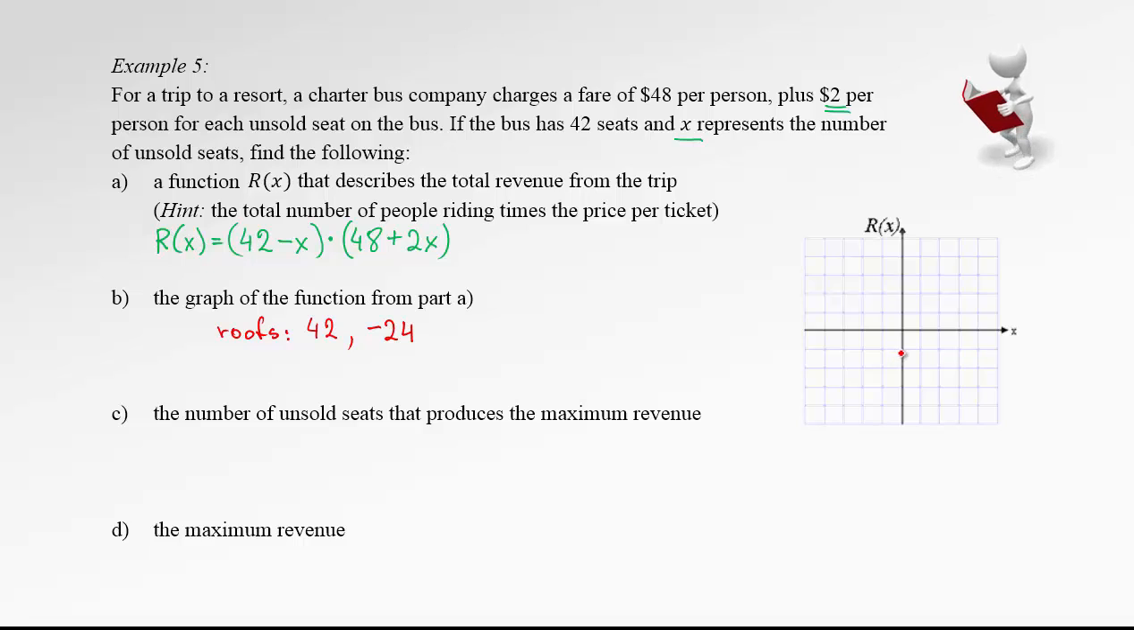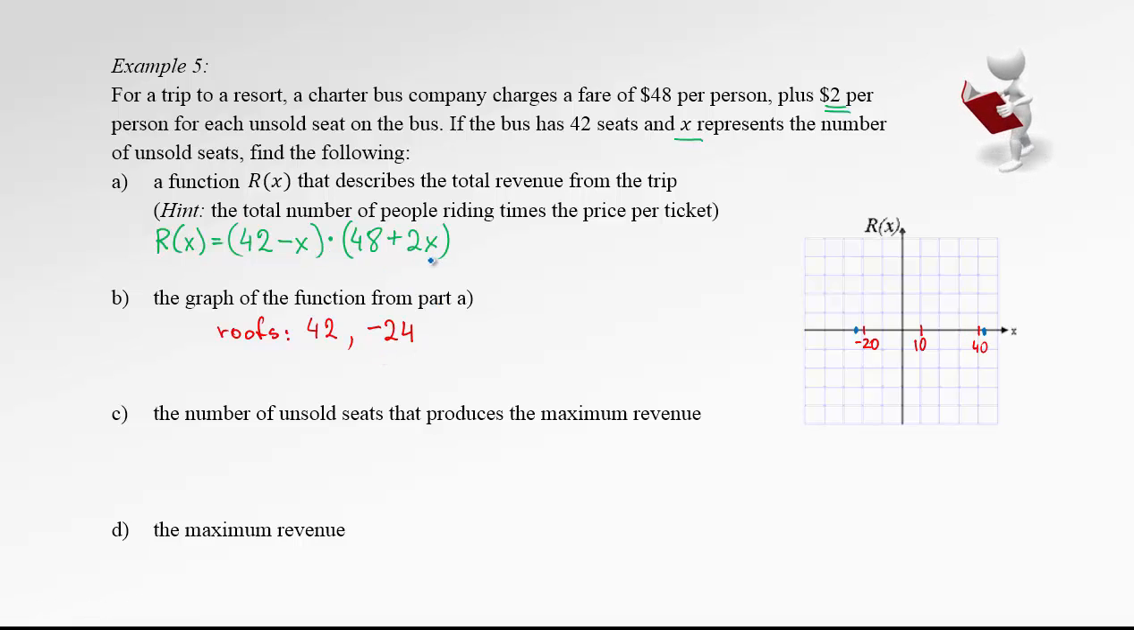Okay, let's plot those roots. But before we do that, we need to establish a certain scale that will be useful for us. So since the numbers are pretty high, 1 square must represent more than 1 unit, right? Let's assume that 1 square represents 10 units. So that will be 40, and that will be -20. We're going to estimate 42 as approximately this point, and -24 as approximately that point. So those are the 2 points that belong to our parabola.